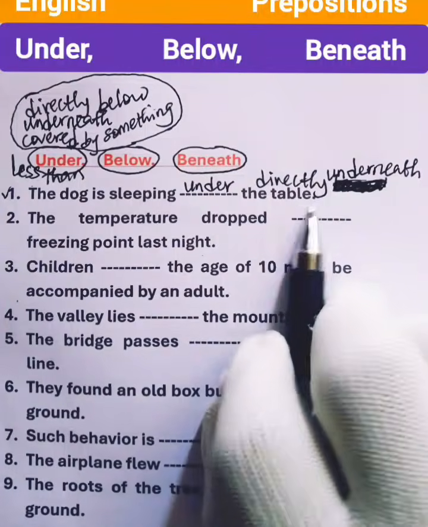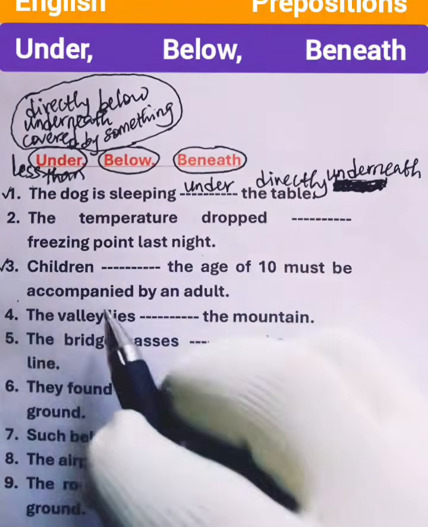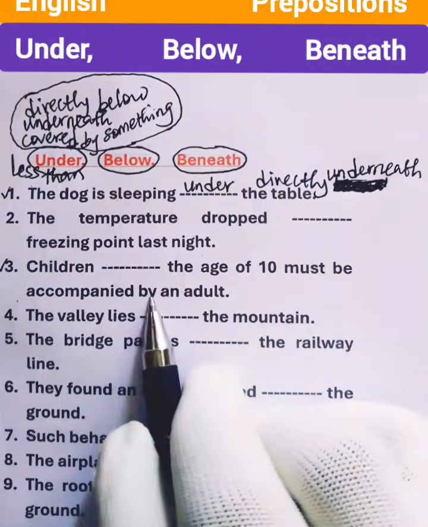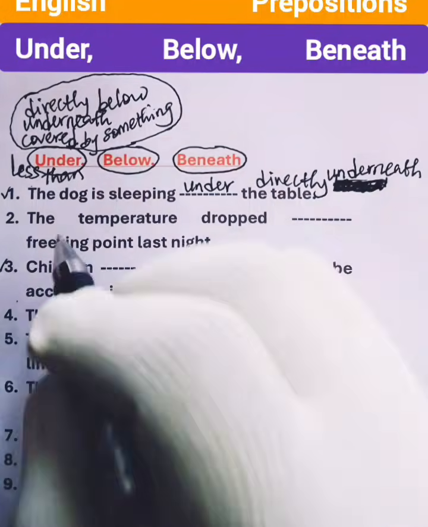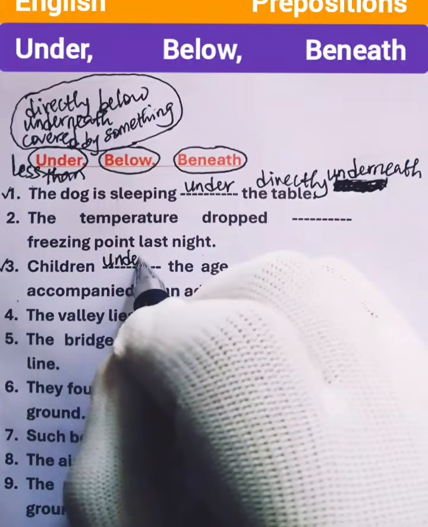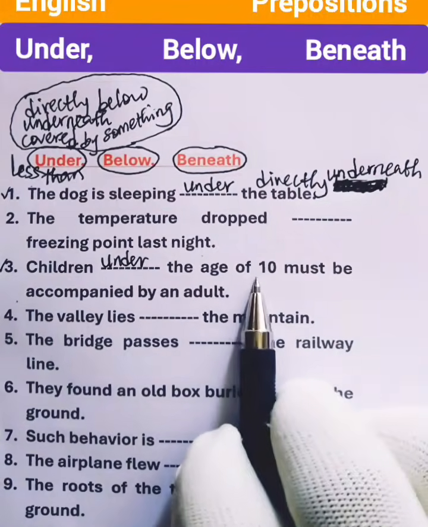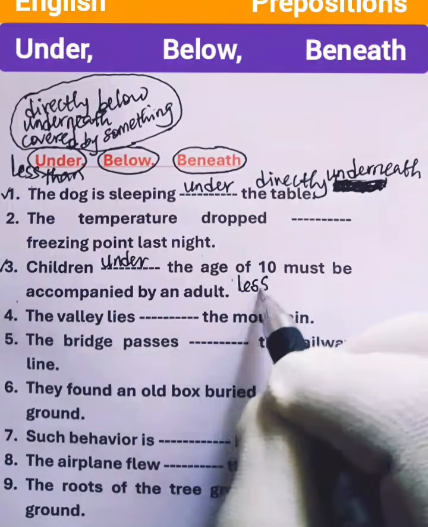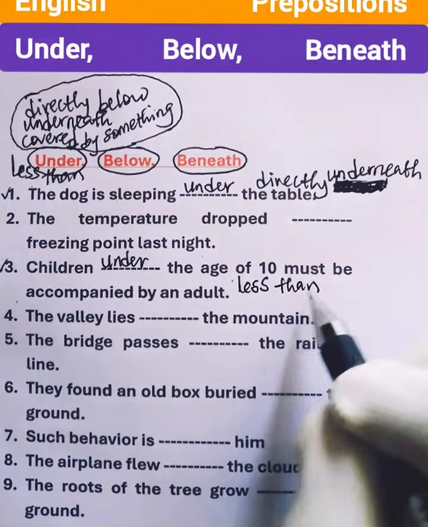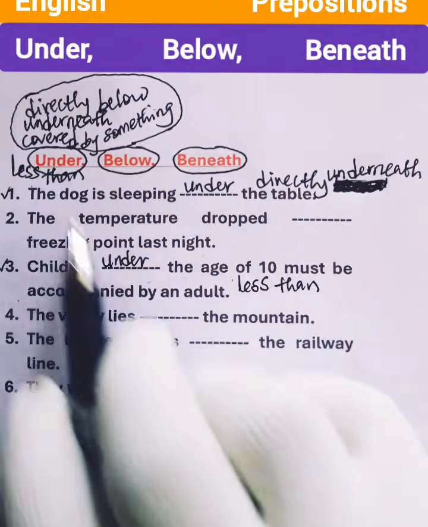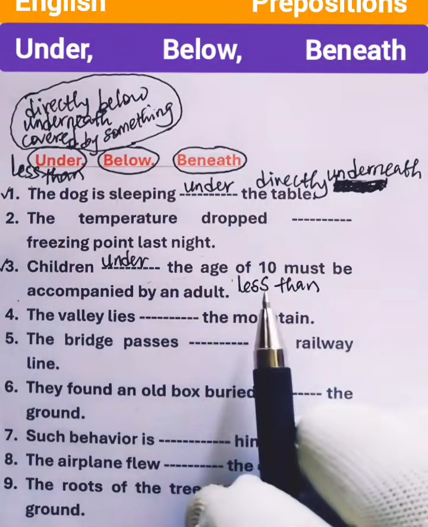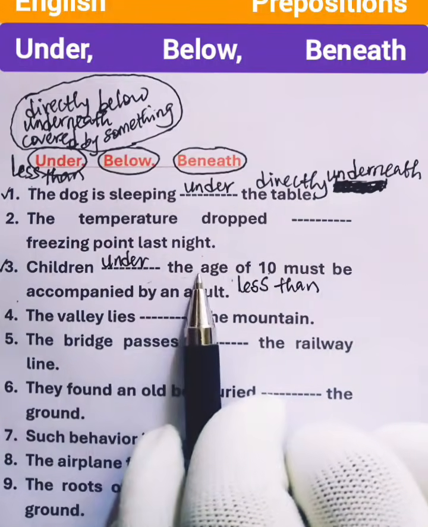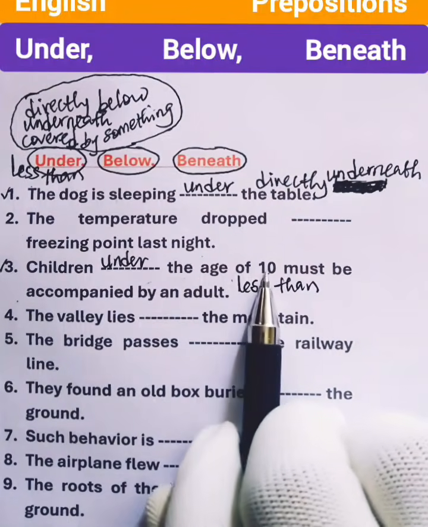Okay, the next example is 3. Children blank the age of 10 must be accompanied by an adult. Children under the age of 10. Here we are talking about children that are less than the age of 10. Use under to talk about something being less in terms of number or an amount. So here we are referring to ages less than 10.